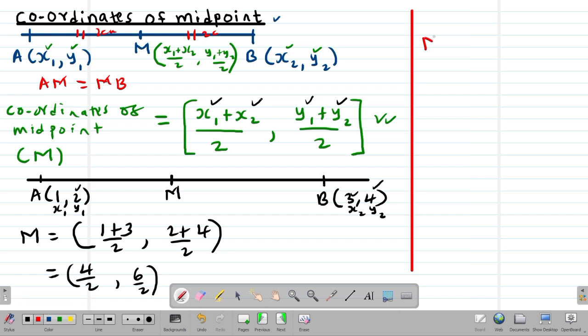So we'll have M having the coordinates of 2 here, 1 over 2 into 4, that is 2 times, so we'll have 2, then comma, 2 here, 1 over 2 into 6, that is 3 times, so this will be 3. So it means that the coordinates of our midpoint will be 2, then comma, 3.